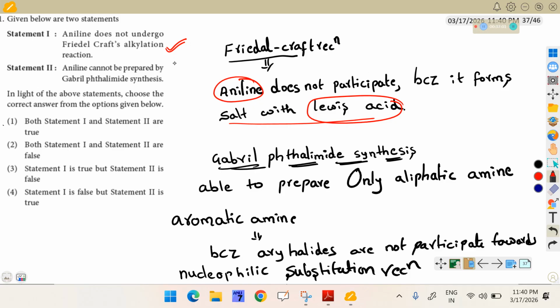Second statement, aniline cannot be prepared by Gabriel phthalimide synthesis. Yes, this is also correct. Why? Because aniline is an aromatic amine. Aryl halides do not participate in nucleophilic substitution reactions. Only alkyl halides participate in nucleophilic substitution reactions. That's the reason aliphatic amines preparation is possible. Aromatic amines cannot be prepared by Gabriel phthalimide synthesis.